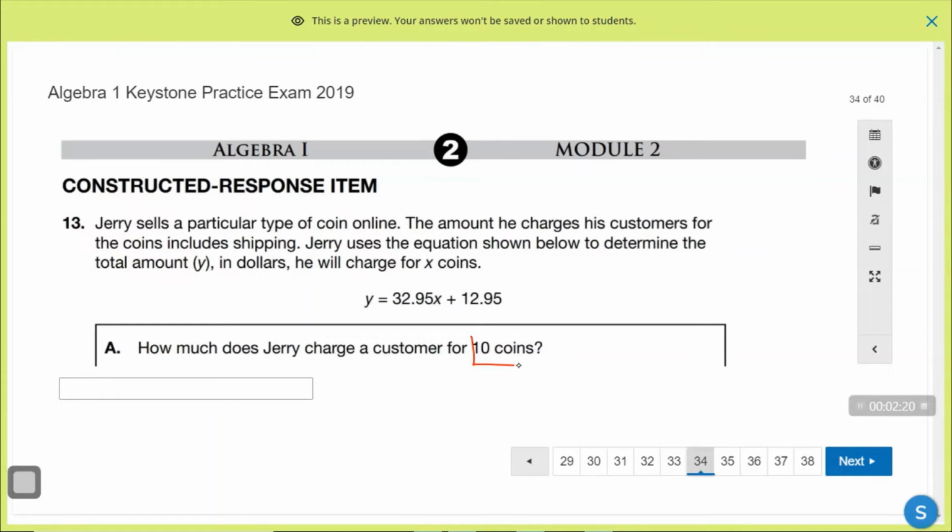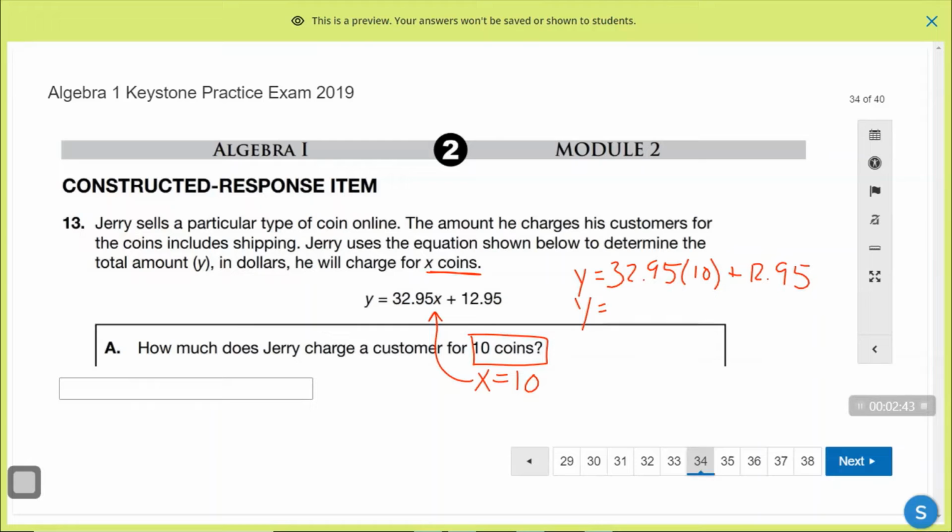Well, they're giving us a value here. We have to always identify which variable that value represents. And here we see that X represents the coins. So they're basically saying, find Y when X is 10. And I can simply plug that in. All right, so I'll find that Y is equal to 32.95 times 10 plus 12.95.